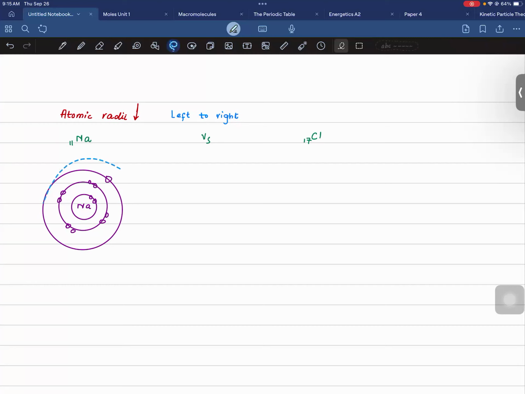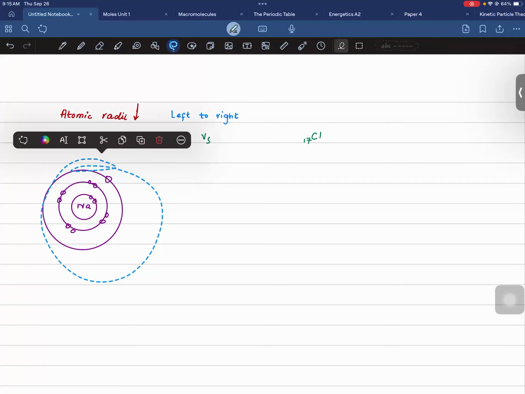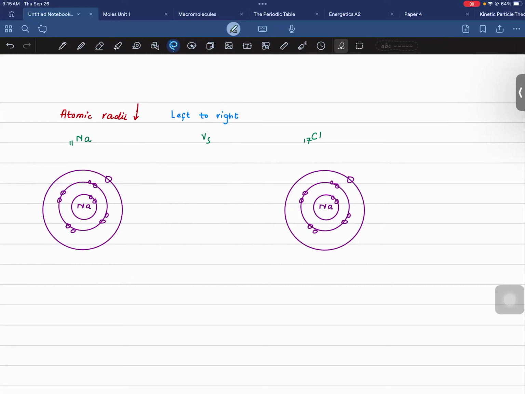This is sodium. And if we discuss the configuration of chlorine, the proton number is 17, so it has 7 electrons in its outer shell. Both elements have 3 shells, but sodium has only 1 electron in its outer shell and chlorine has 7 electrons in its outer shell. This is the difference between sodium and chlorine.